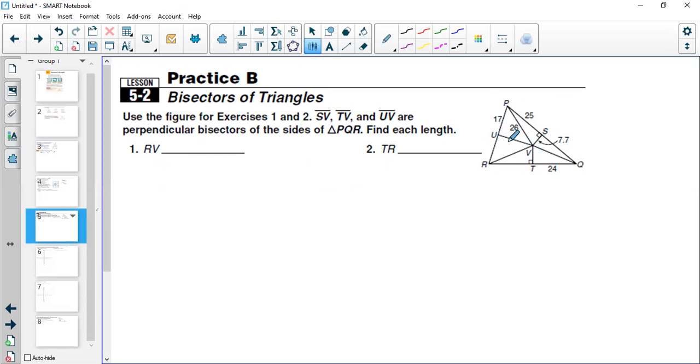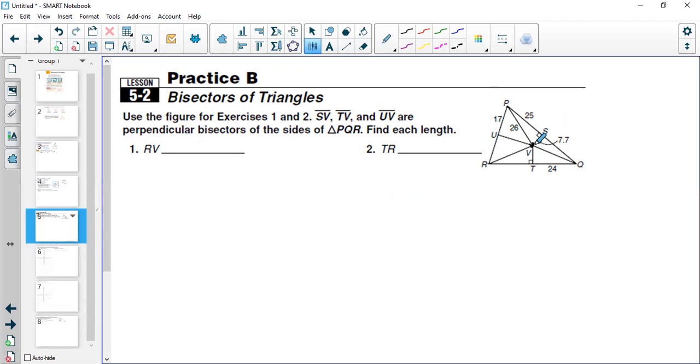If these are perpendicular bisectors, you know what is to be done. You have to find the distance of RV. So where is RV? This one. To find the distance of RV, now this is the circumcenter. So first check from the circumcenter to the vertex, because R is a vertex. You need to find the distance from the circumcenter to the vertex, so you need to find another line which is equal to that, from the circumcenter to a vertex.